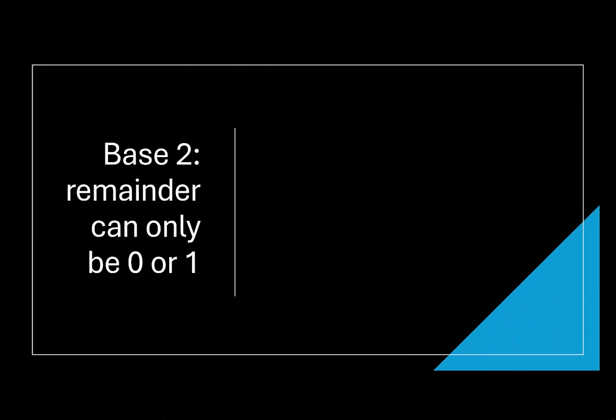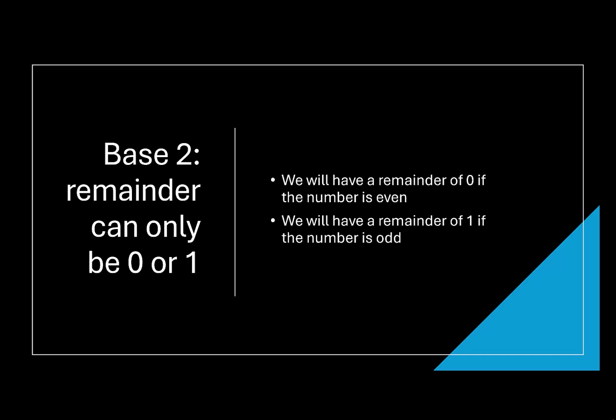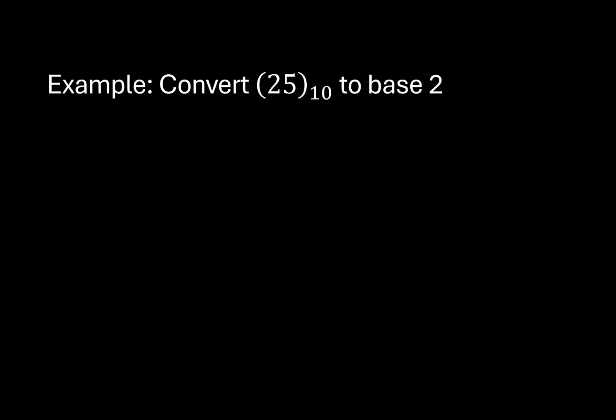We're going to start in base 2, where our only remainders will be 0 or 1. We will have a remainder of 0 if the number we're dividing is even, and we'll have a remainder of 1 if the number we're dividing is odd. That'll make our first example nice and easy. We're going to convert 25 base 10 to base 2.